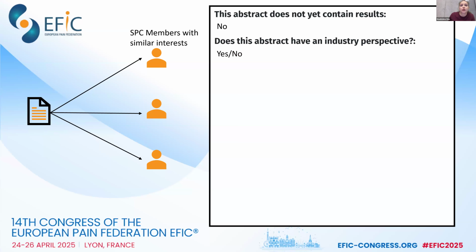The next step will be that we are supposed to check if there's an industry perspective. This is quite vague, so I want to take 2 things from that. First of all, you're always supposed to disclose any conflict of interest, to disclose any financial support, and we do not want to have posters that serve as an advertisement. But of course, every nice rigorously designed study will be accepted.